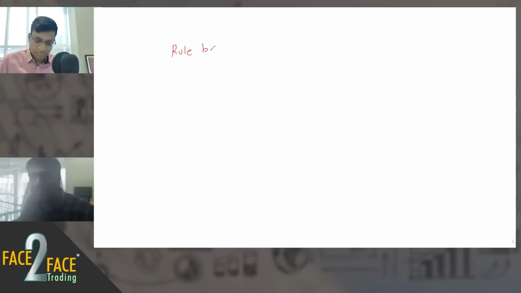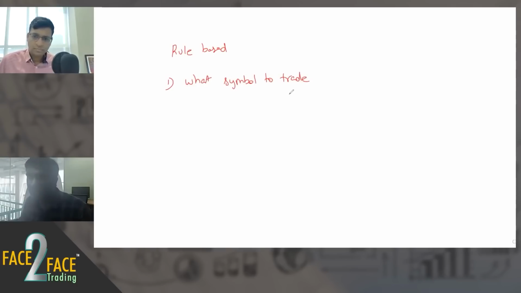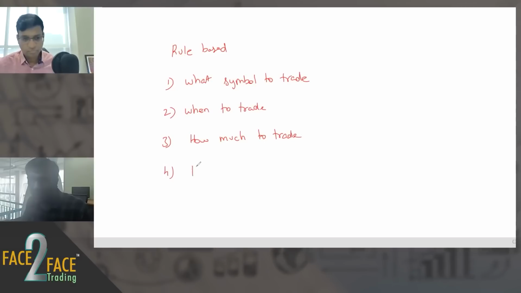So when it comes to rule-based trading, we need to determine what symbol to trade. This we can even select based on rules, maybe using some sort of scanners. And the second thing is when to trade. Then the third one is how much to trade. And the fourth one is how to execute.